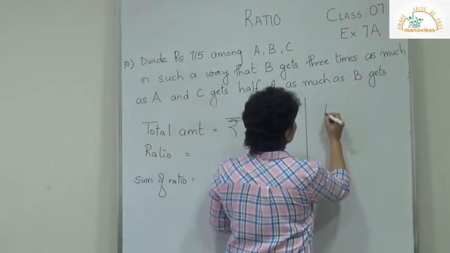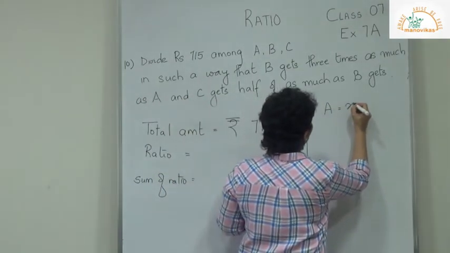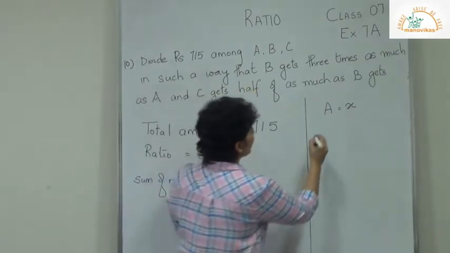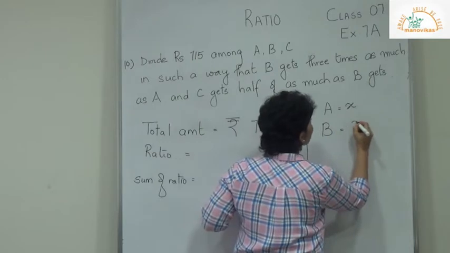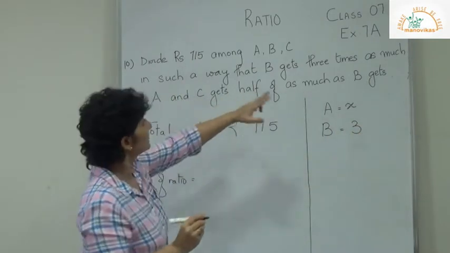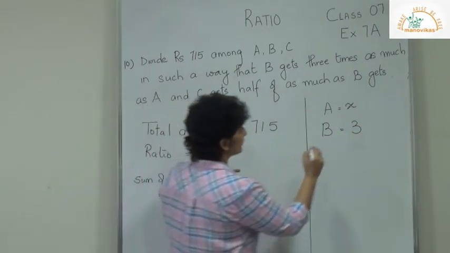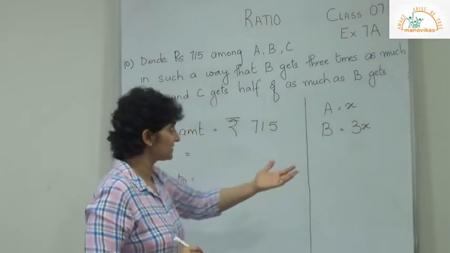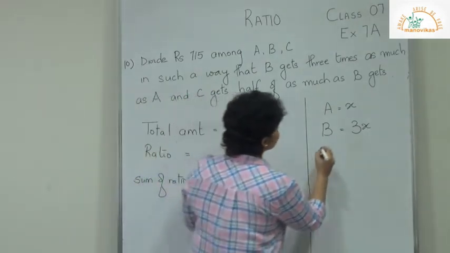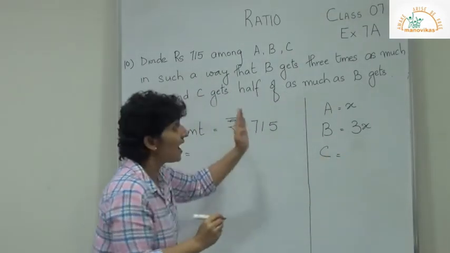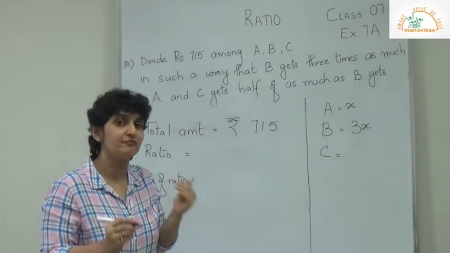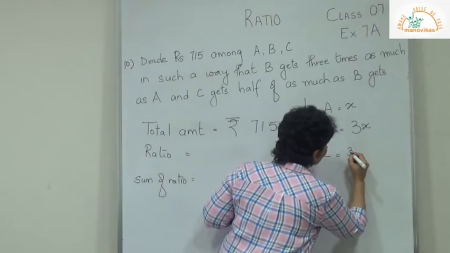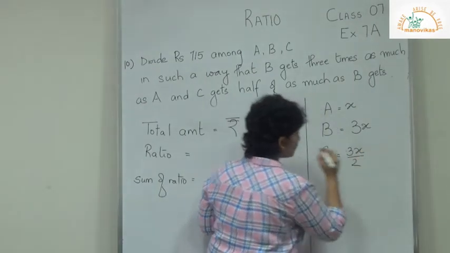Let's consider that A gets x amount. They are saying that B gets 3 times as much as A. So that is 3x, isn't it? 3 times x. And they are saying C gets half as much. Half means what? You divide something by 2. So that will be 3x upon 2.